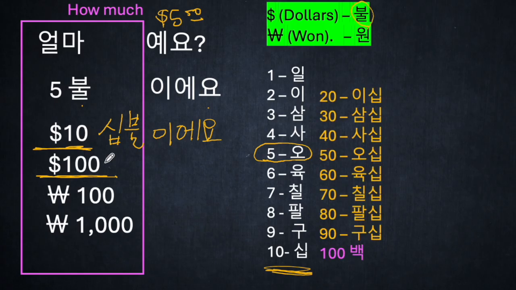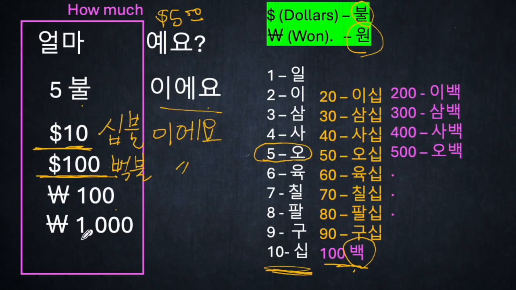$100. Okay, so it says 20, 30, 40, 50, 60, 70, 80, 90, 100. 100 is called 백. So $100 will be 백불이에요. Now, how about 101? 101, right? So 101이에요.